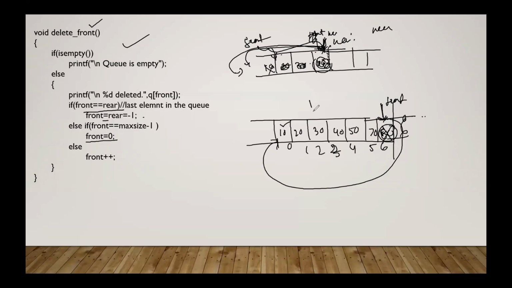Otherwise, for example, front points to this one, then we delete this value. Once we delete, front will be moved to the next location. So front plus plus, because deletion should be from the front side, that's why it moves to the next element. If it is max minus one, it will move to the next, meaning it is circular, so it will move to the 0 location.